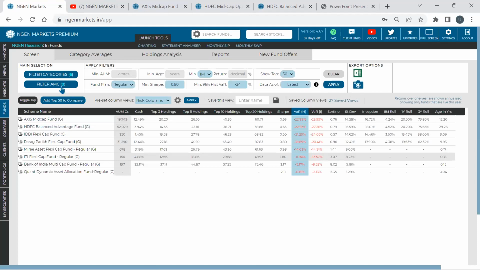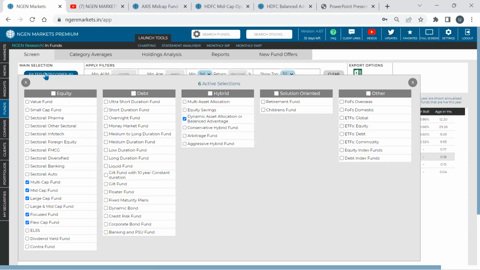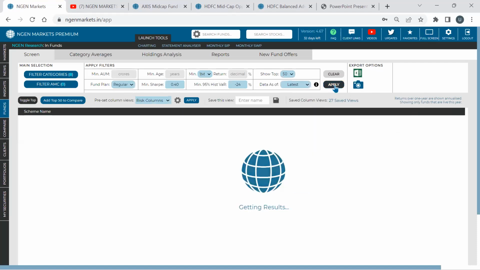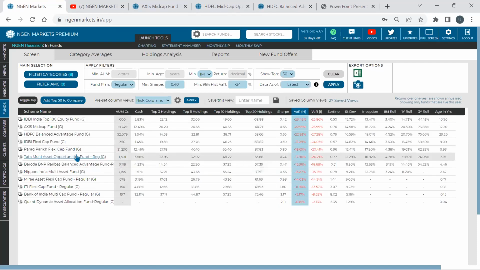So that's the point here, that you can choose as many of the funds here. Once you choose the funds, you can now see that these are the funds which fit the criteria based on the Sharpe ratio. So you can choose a Sharpe ratio of 0.40 and apply it. Now see, these are the funds which fit your criteria, including the hybrids and even the equity based funds. So that's how you can screen it.